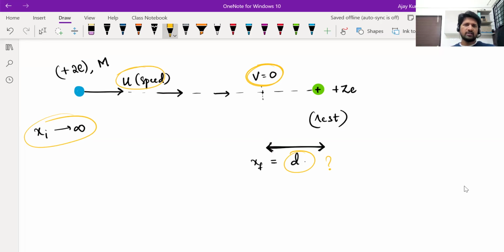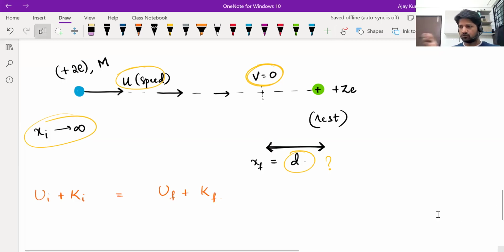Now this slowing down of the alpha particle is happening due to electrostatic force of repulsion from the nucleus, and electrostatic force is a conservative force. Therefore, you can apply conservation of mechanical energy to solve such problems. How do you apply conservation of mechanical energy? Initial potential plus kinetic energy should be equal to final potential plus kinetic energy.